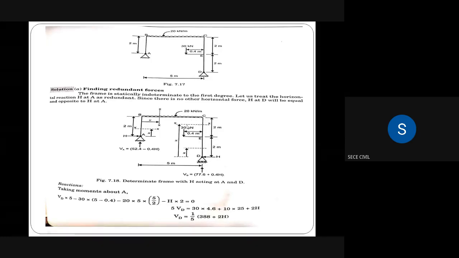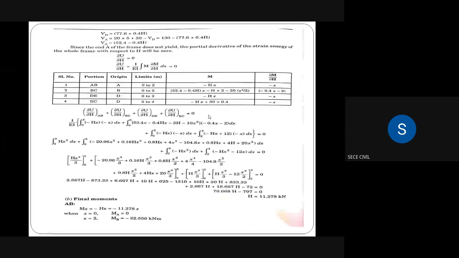For the portion CE, for that section, the limit is 2 to 4. So origin is D, but we are considering the next E to C only. So limit 2 to 4, and we are calculating the moment.